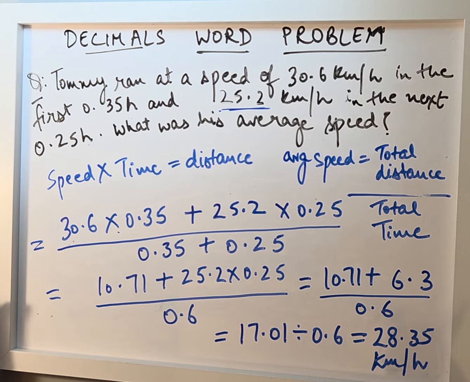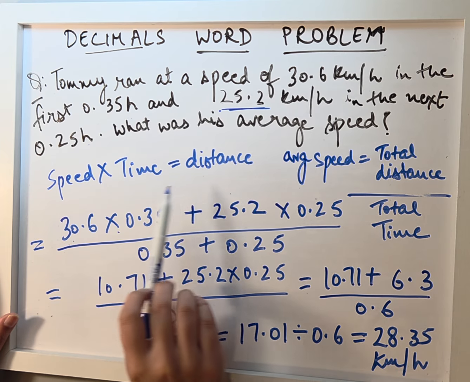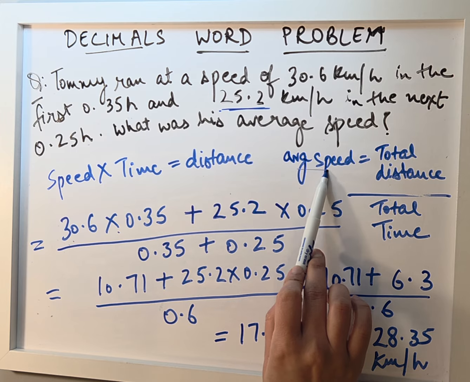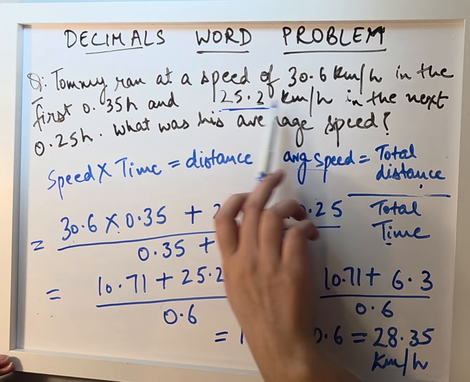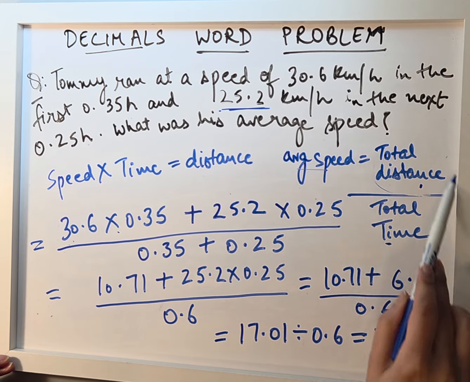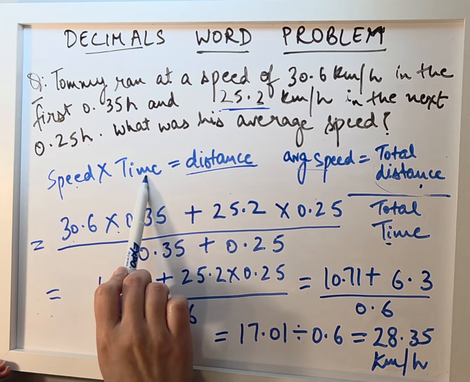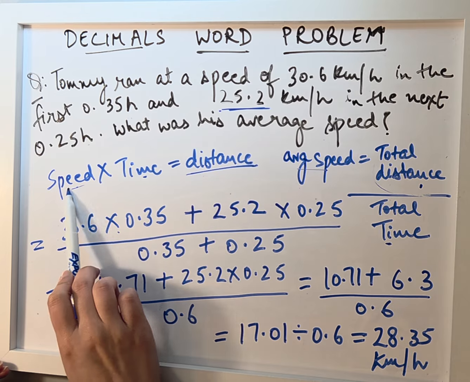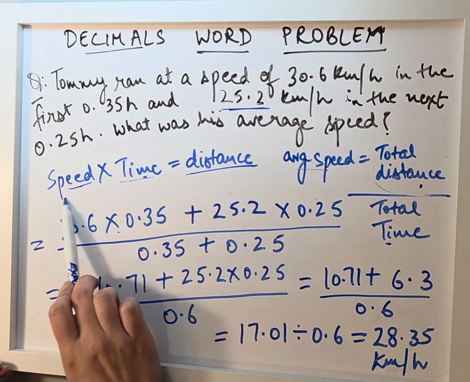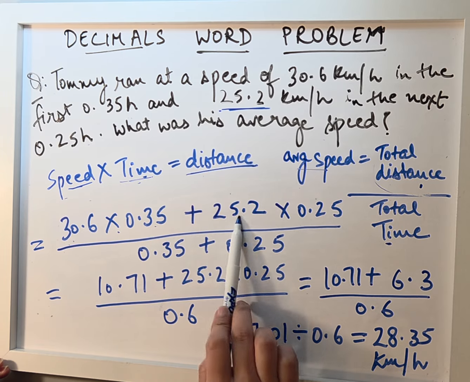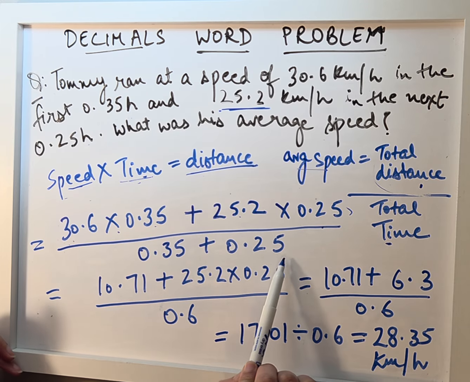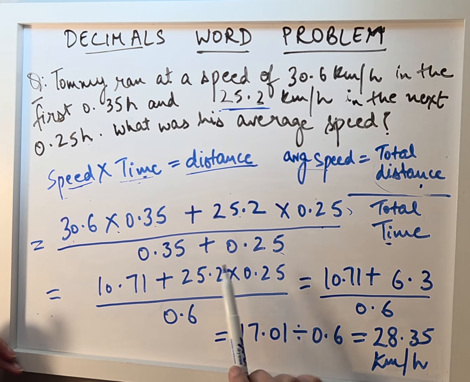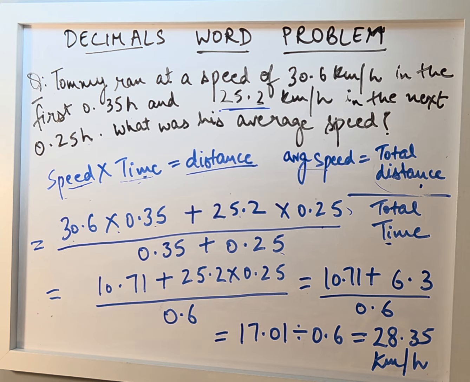So we've used two different things. First, we saw how to find average speed: it's the total distance upon total time. And because distance was not given to us, we found the total distance: it's speed into time, because we've been given information in terms of speed and time. So we multiply speed and time, and here speed and time, and we add to get the total distance. In the denominator, we add the total time. So we get the average speed as 28.35 kilometers per hour.